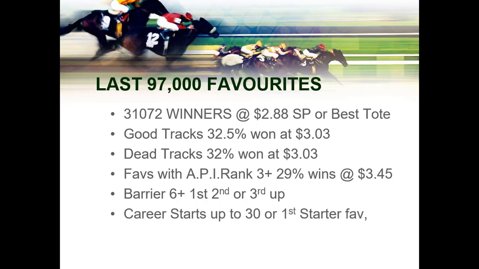Barrier 6 plus, first, second or third up. Career starts up to 30 or first starter favourite. Fields are 7 to 14, open or maidens only. It's a good way to make money.